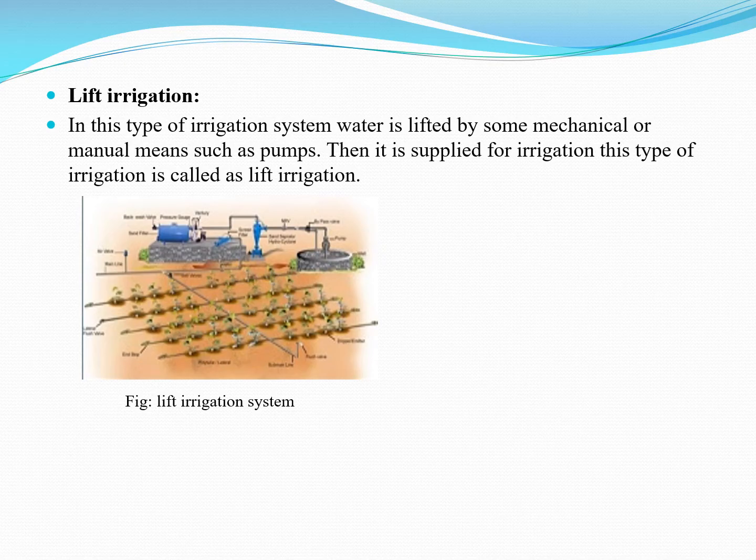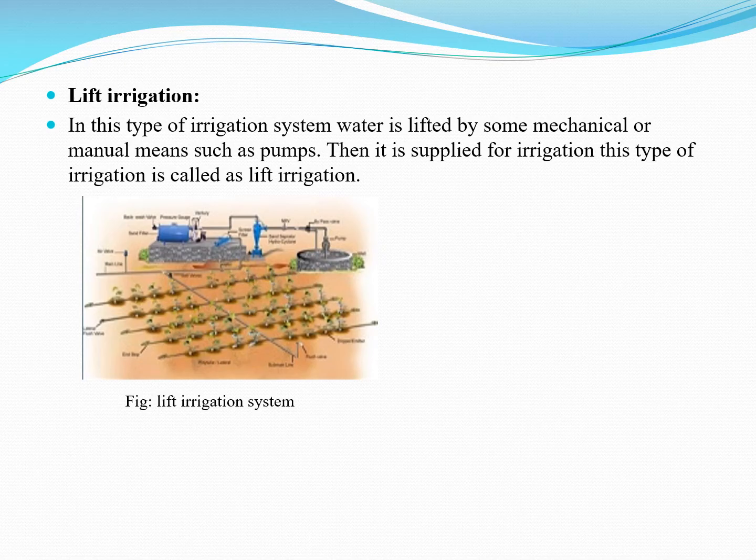Here is the figure which shows the lift irrigation system. There is a pump used here, and through that pump water is lifted, and this lifted water is then supplied for irrigation. This arrangement provided here is called a lift irrigation system.